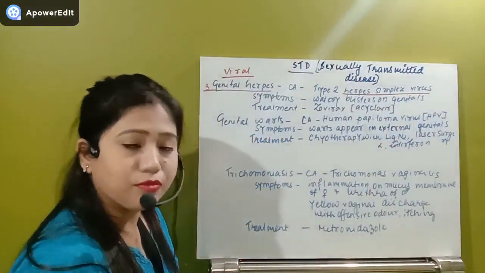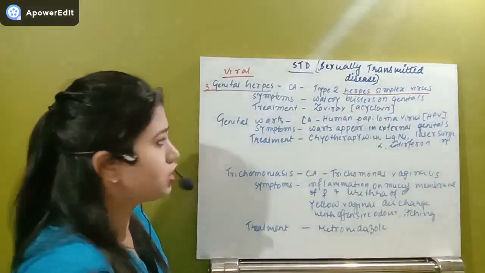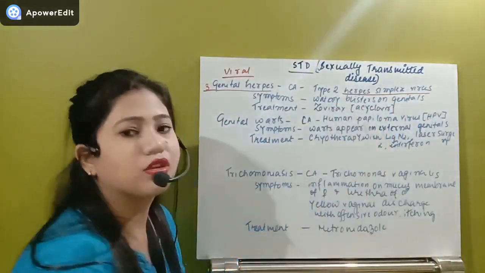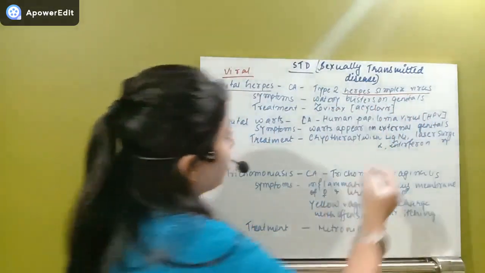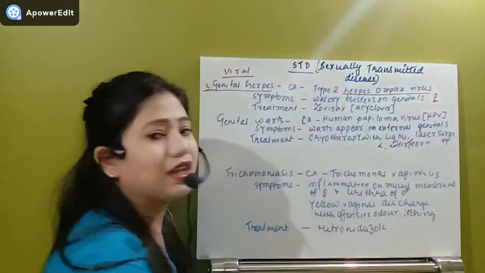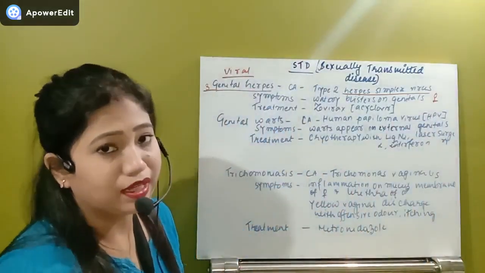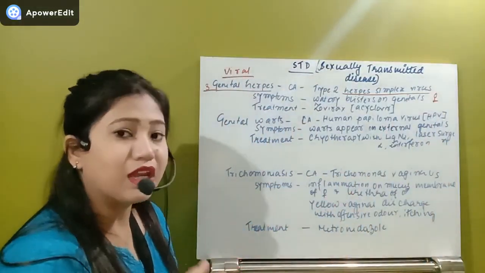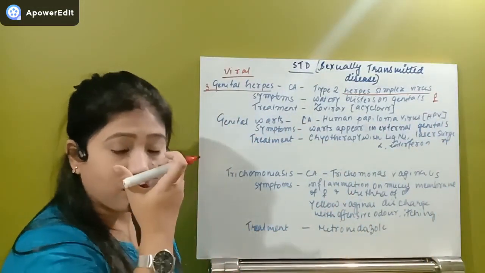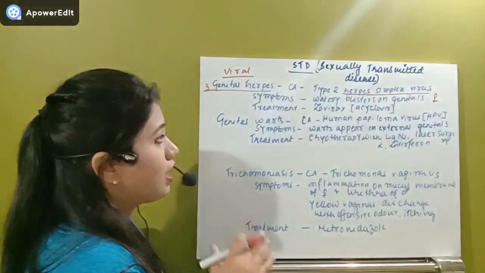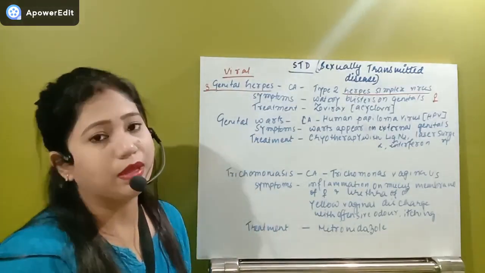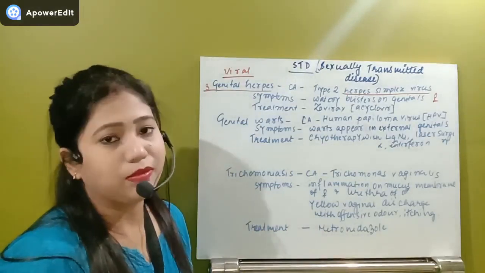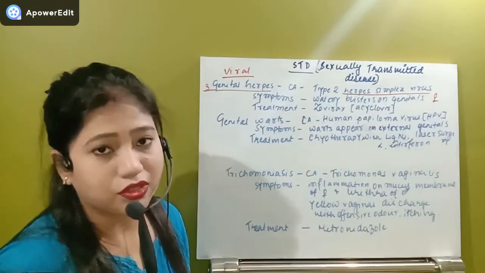What about the symptoms? The symptoms include watery blisters on the genitals. In females, this happens in the labia majora or labia minora. The region can have small watery blisters. If those blisters burst, it can go to the baby and infect the baby's body as well as the organs too.